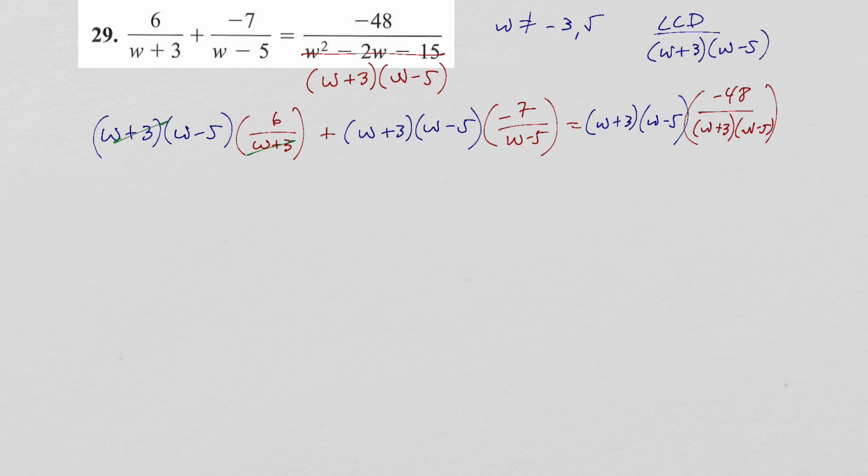That cancels, and then this 6 distributes through here, and I get 6w minus 30. And then the w minus 5 cancels, and this negative 7 distributes through this and gives us negative 7w minus 21. And finally, all of this cancels, and we're left with negative 48 there. So when I combine like terms, 6 minus 7 is negative 1w. Negative 30 minus 21 is negative 51.